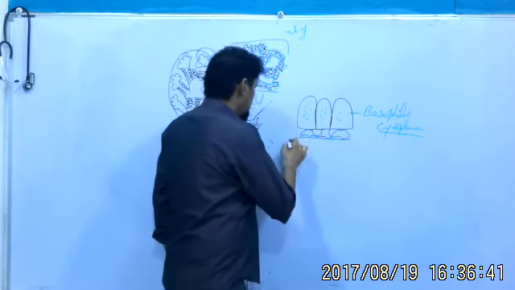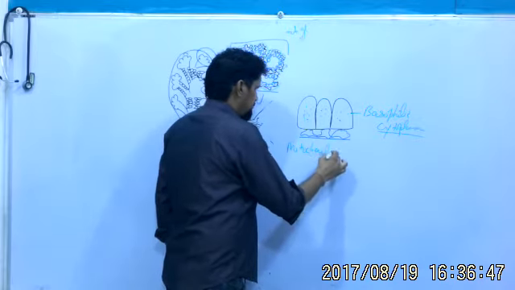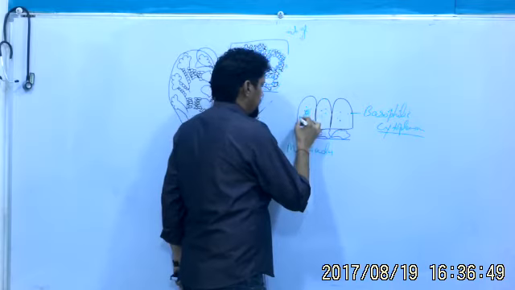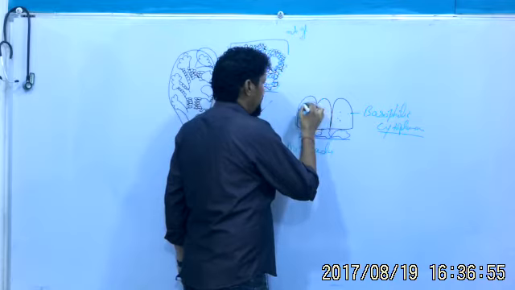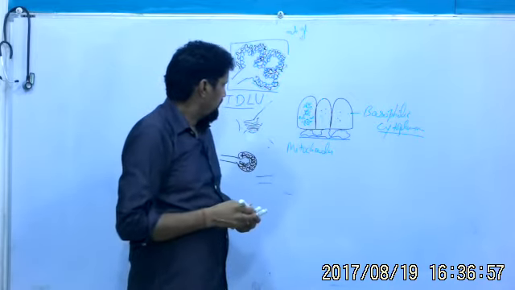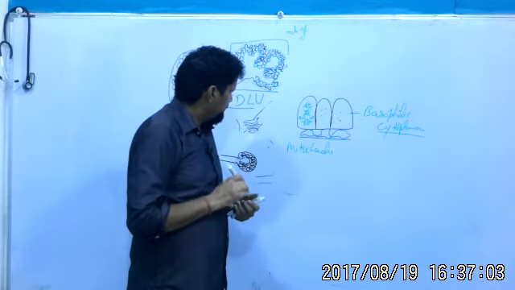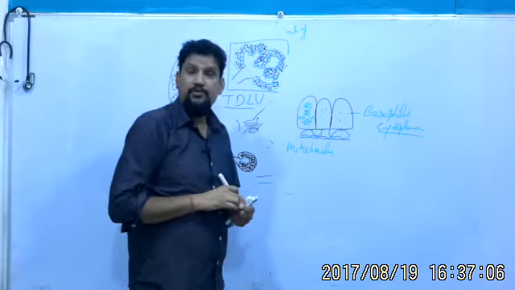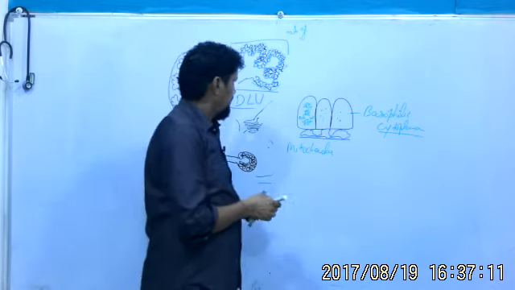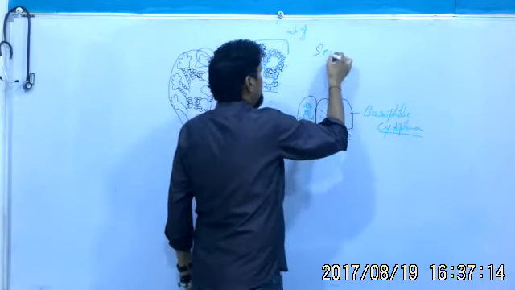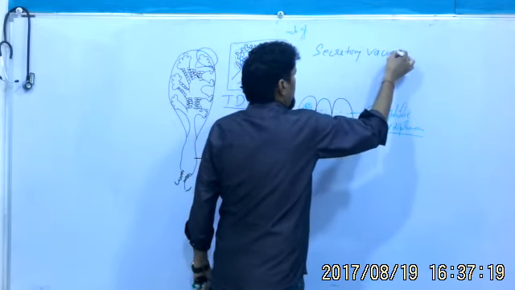The cells have the nucleus, the mitochondria, the Golgi apparatus, the rough endoplasmic reticulum, the free ribosomes, and they also have secretory vacuoles.